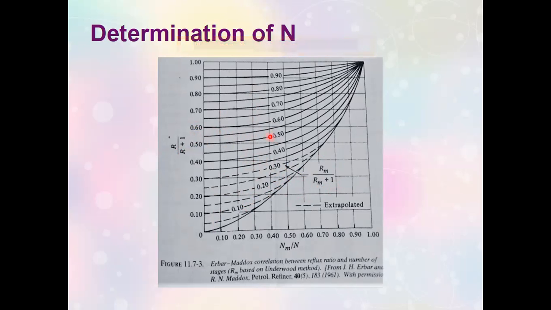And from that, you go downwards to get the ratio of the minimum number of stages to the theoretical number of stages. Meaning, this graph does not lead you directly to the theoretical number of stages, because there's still a need for you to determine the N minimum, or the minimum number of stages. How is this to be determined? That would be the topic in the succeeding slide.